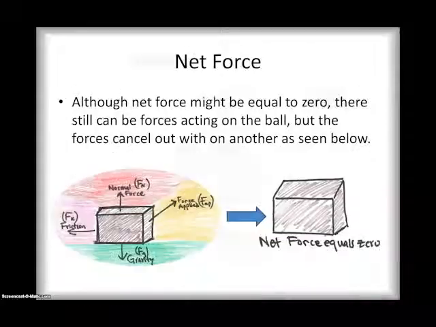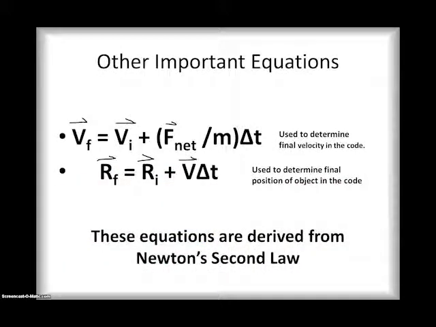Although net force might be equal to 0, there still can be forces acting on the ball, like normal force, force of friction, force of gravity, as shown below, but the net force would be equal to 0 because they would cancel out. Some other important equations are the velocity function and the position function, shown right here, and they're both derived from Newton's second law and are used in the code.